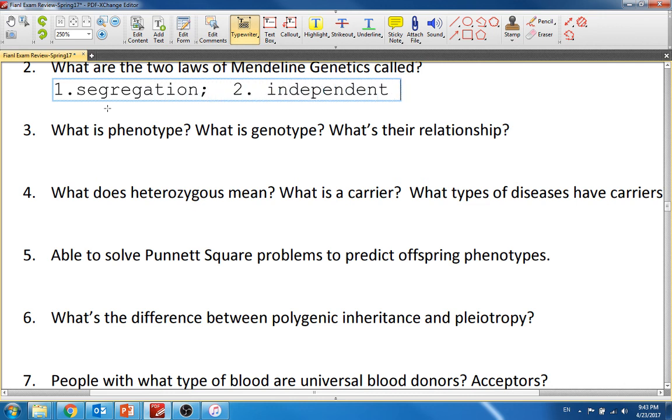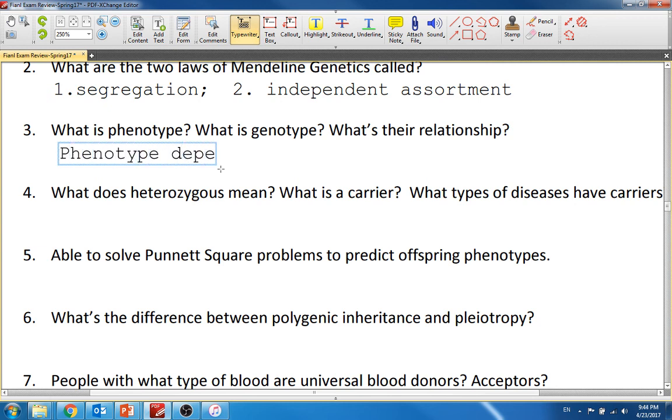Number 3, what is a phenotype and what is a genotype? What's their relationship? The phenotype is the outward expression of a trait. You can see that directly with your eyes, or you can sense it, you can smell it, for example.